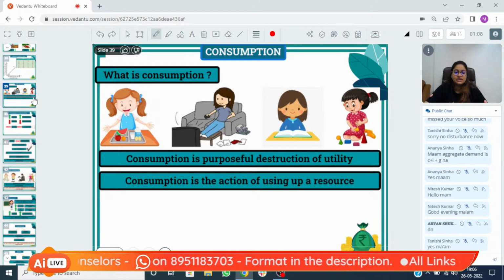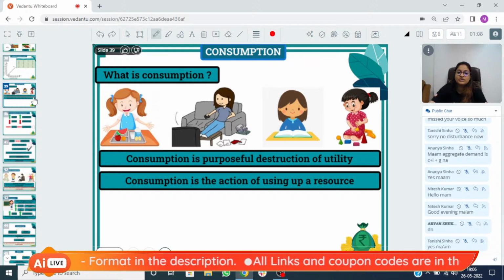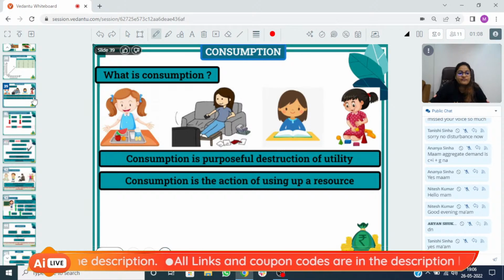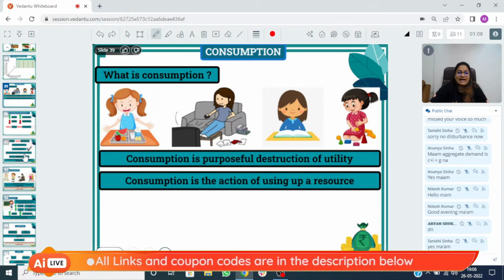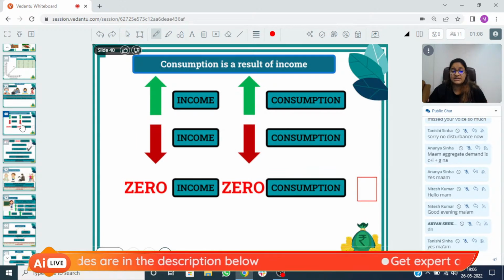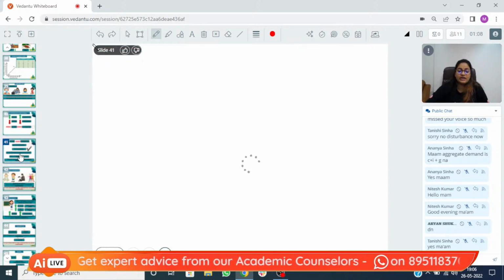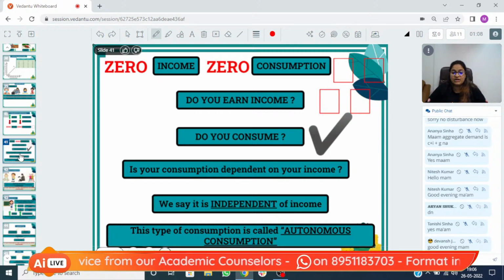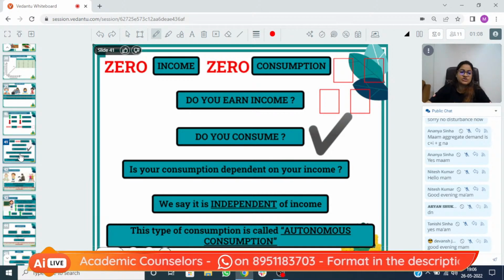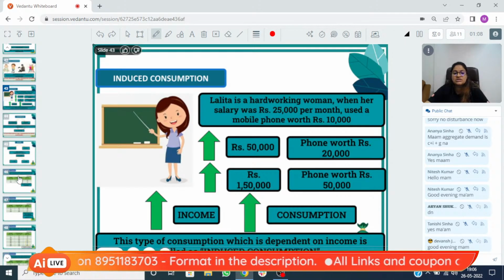Chalo, let's move forward. Now, what is consumption? We know consumption is purposeful destruction of utility. It is the act of using up resources. And we also know that there are two types of consumption: one which is dependent on income, and one which is independent of income. When consumption is independent of income, we call it autonomous consumption, and when it is dependent on income, we call it induced consumption.